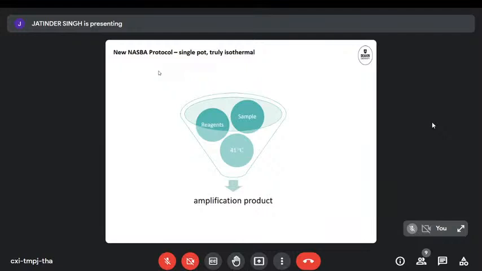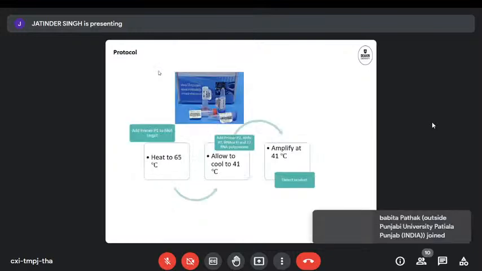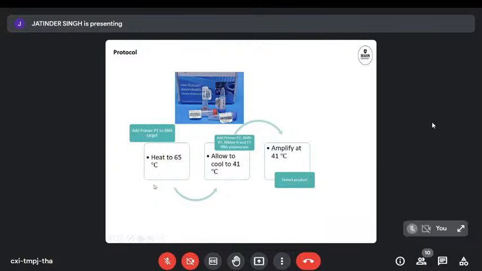And we'd really love to do that all as a one-pot, truly isothermal protocol. And as you can see here, people have recognized that the thermolabile nature of T7 and RNase H is blocking its commercial potential. So what we've done in my research group is to see if we could find a way to eliminate that 65 degree annealing stage and actually replace that with the use of an enzyme.